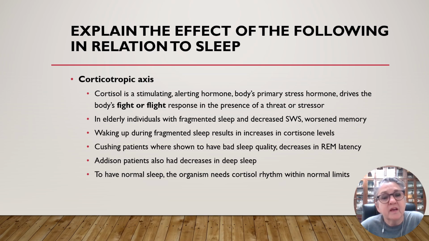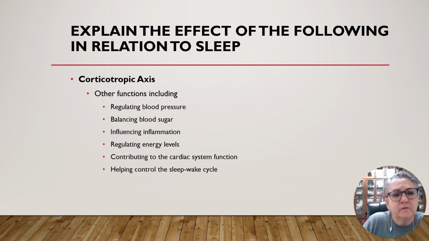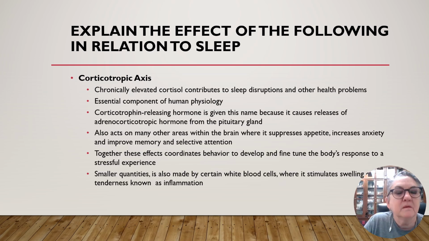Cushing patients were shown to have bad sleep quality and decreases in REM latency, while Addison patients also had decreases in deep sleep. To have a normal sleep, the organism needs cortisol rhythm within the normal limits. Other functions include regulating blood pressure, balancing blood sugar, influencing inflammation, regulating energy levels, contributing to cardiac system function, and helping control the sleep-wake cycle. Chronically elevated cortisol contributes to sleep disruptions and other health problems. It's an essential component of human physiology.